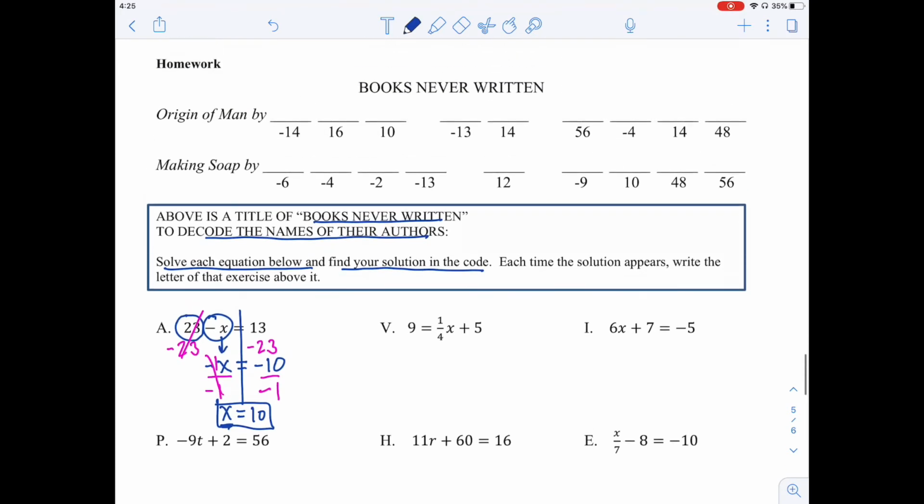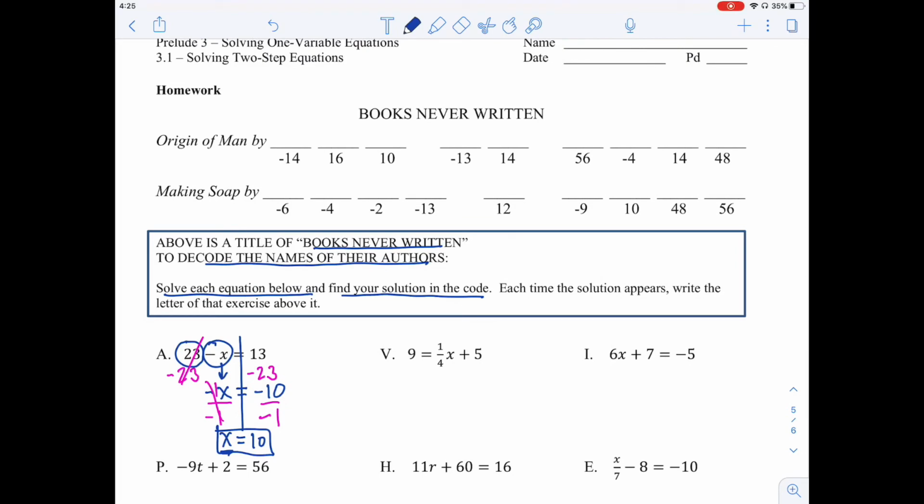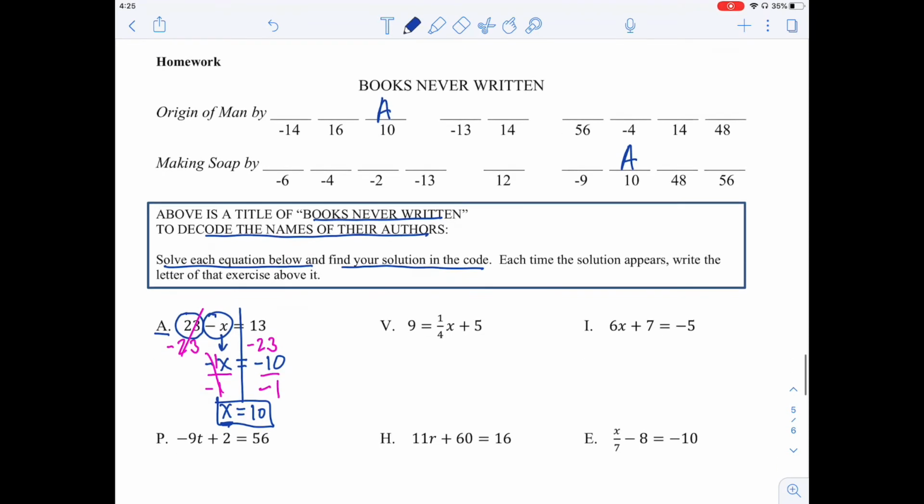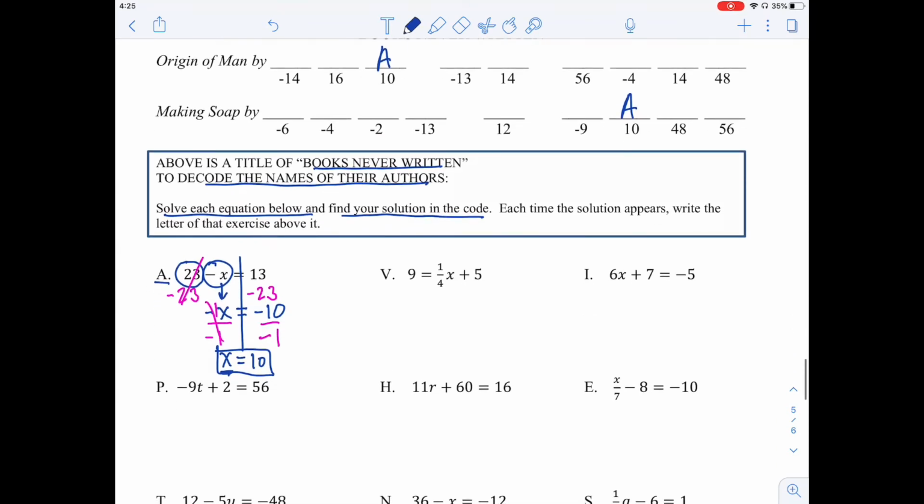Okay, so we got 10. So 10 was A, right? So we look at where 10 is in our riddle. It's an A. If there's more than one, just keep putting it in. So there's two 10s, we put two A's. Okay, part V.